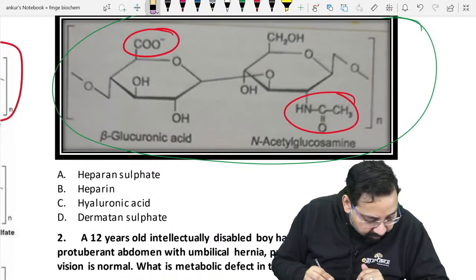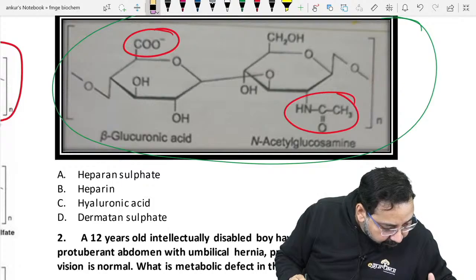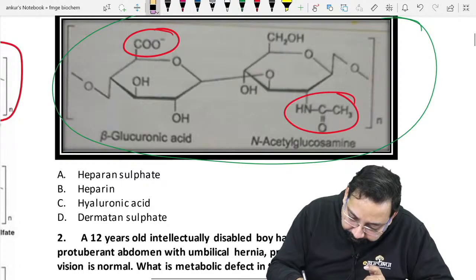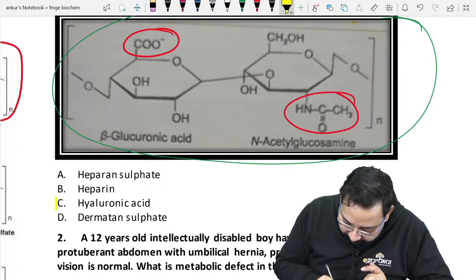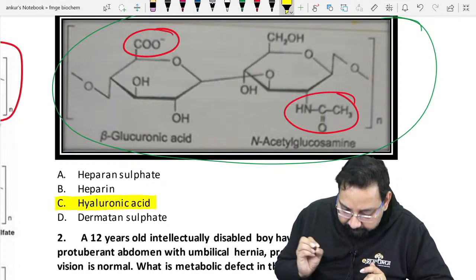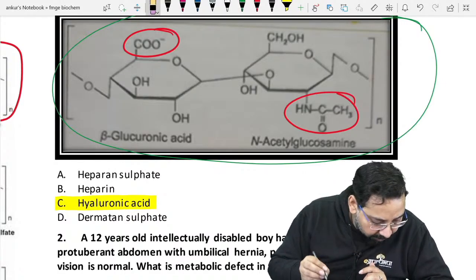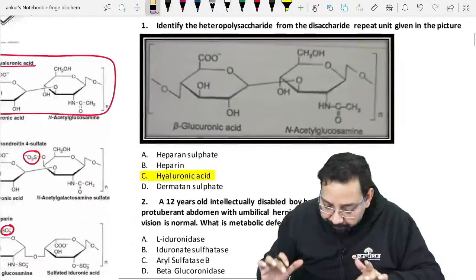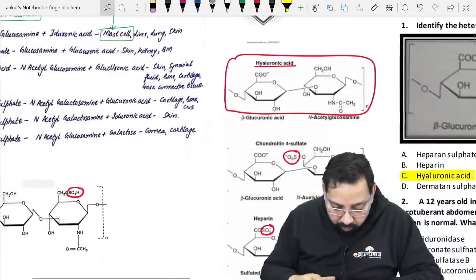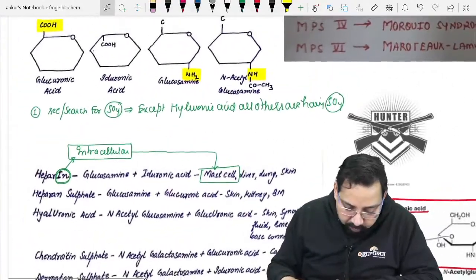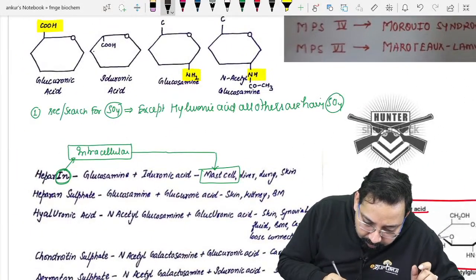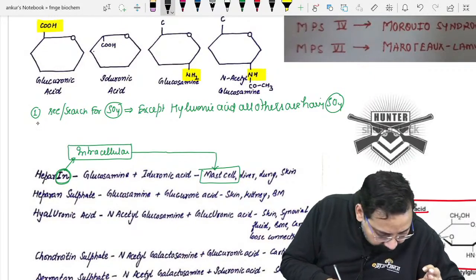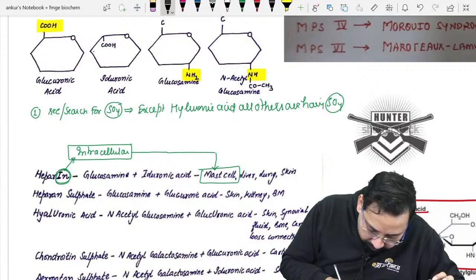Anmol has given the answer initially. What is the answer? Hyaluronic acid, no sulfate. Okay, good. Now the second rule. Good.